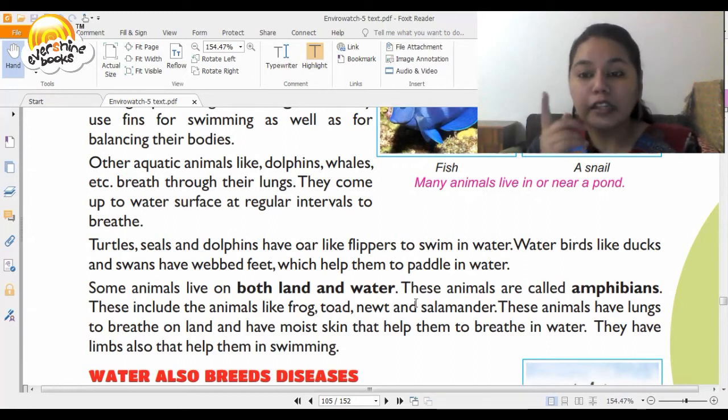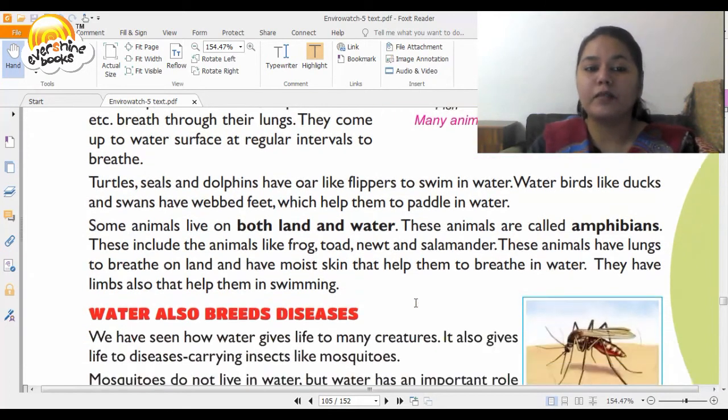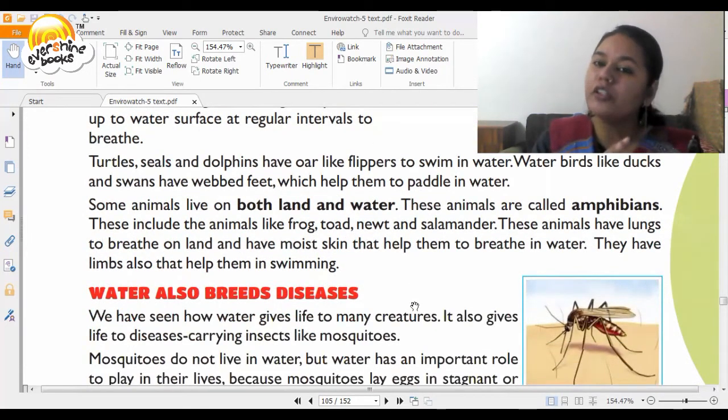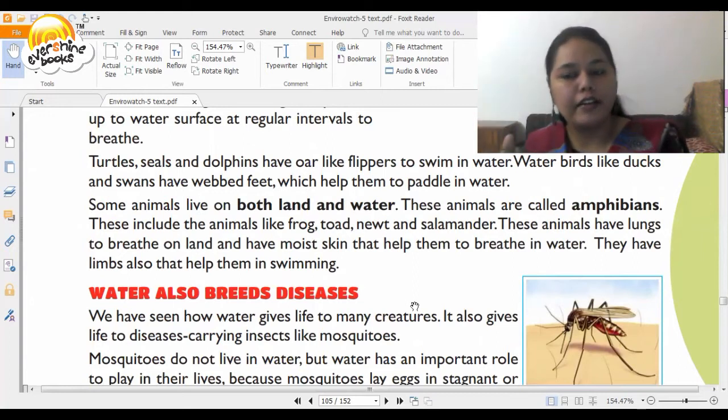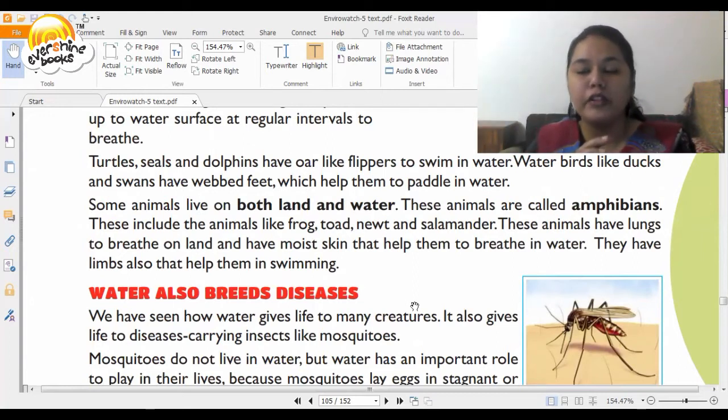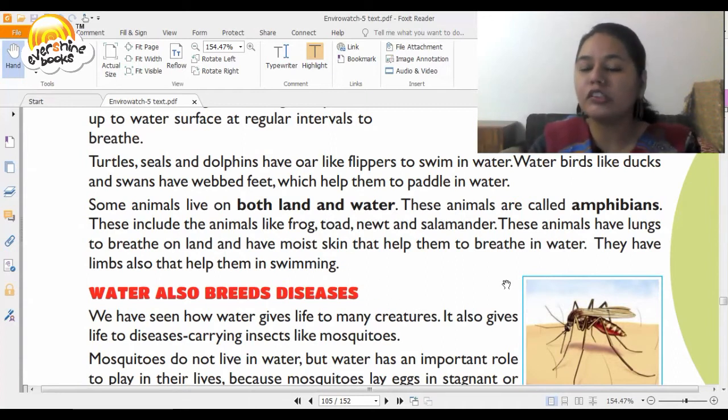If you can immediately recall what kind of feet a duck has, those are called webbed feet. And then there are some animals which live in water as well as on land, and these are called amphibians. Example, a crocodile. All right, then you have frog also. These animals have lungs to breathe on land and have a moist skin that helps them breathe in water. They have limbs also that help them in swimming.